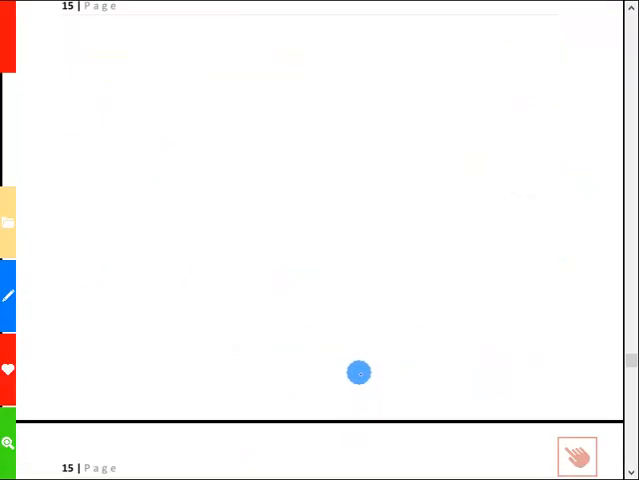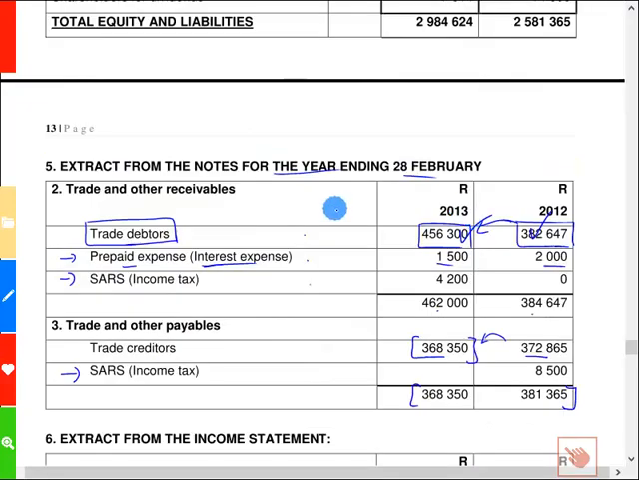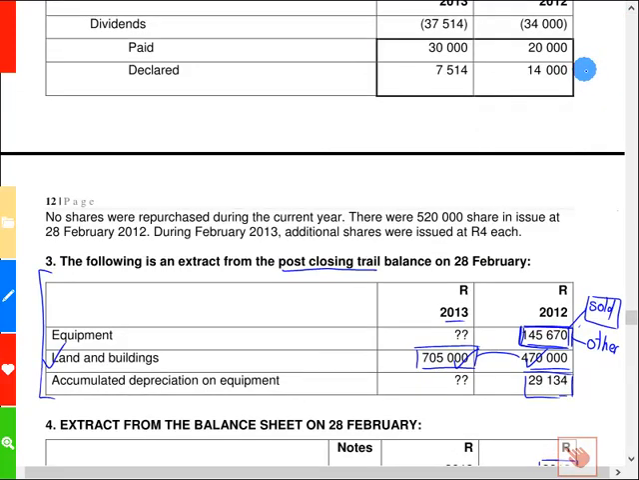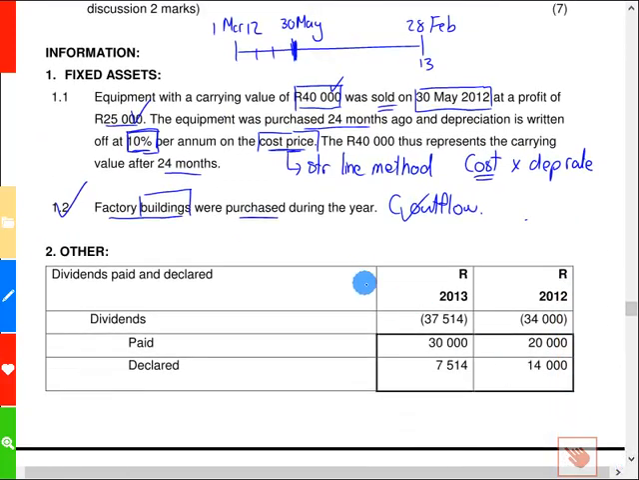Right, that's interest paid. Done. Dividends paid. Let's look at our information. We're almost there. So now we can tick off this. We saw dividends paid information in information number 2. Dividends paid and declared. We see here that dividends paid during the year amounted to 30,000 Rand, but there was also dividends declared of 7,514 and 14,000 Rand at the end of the previous year.